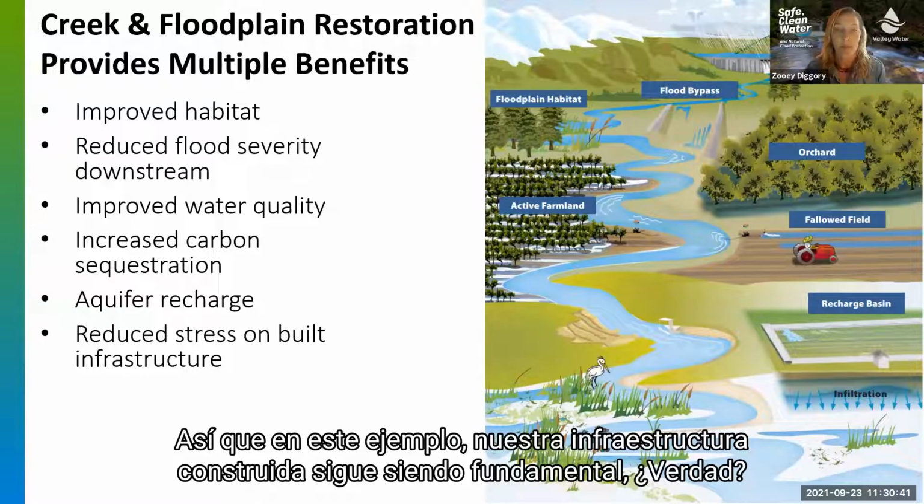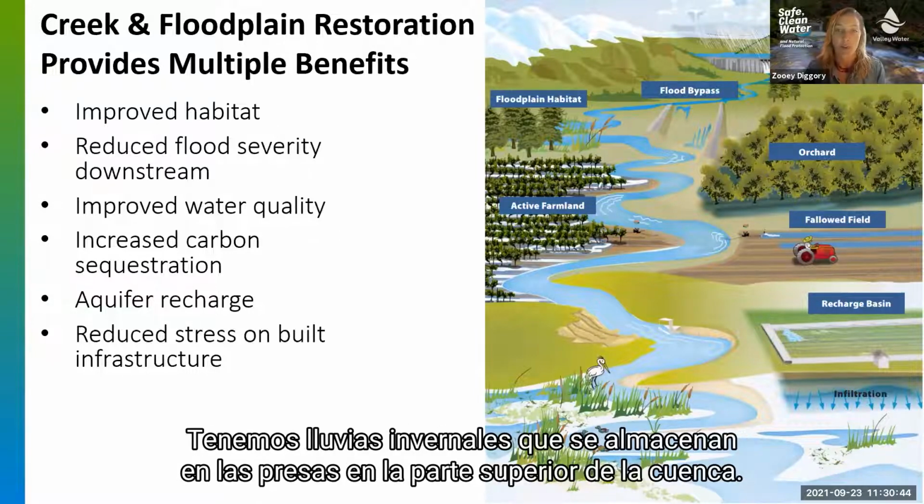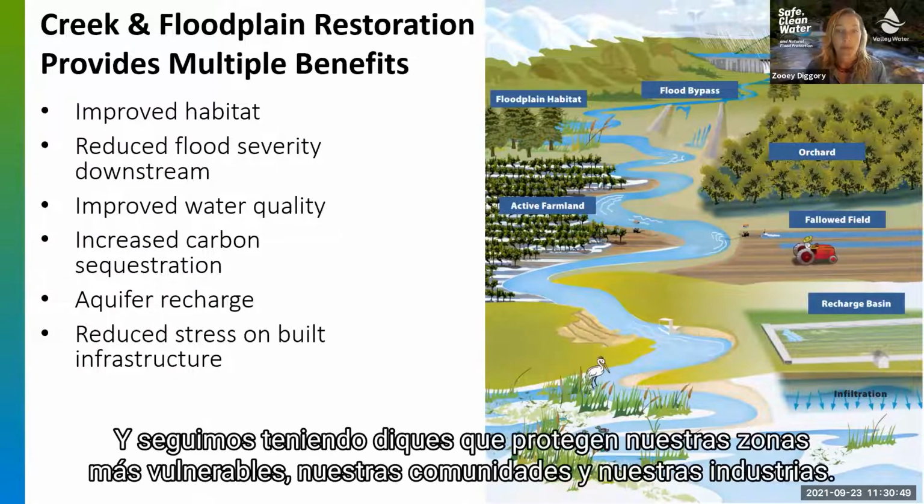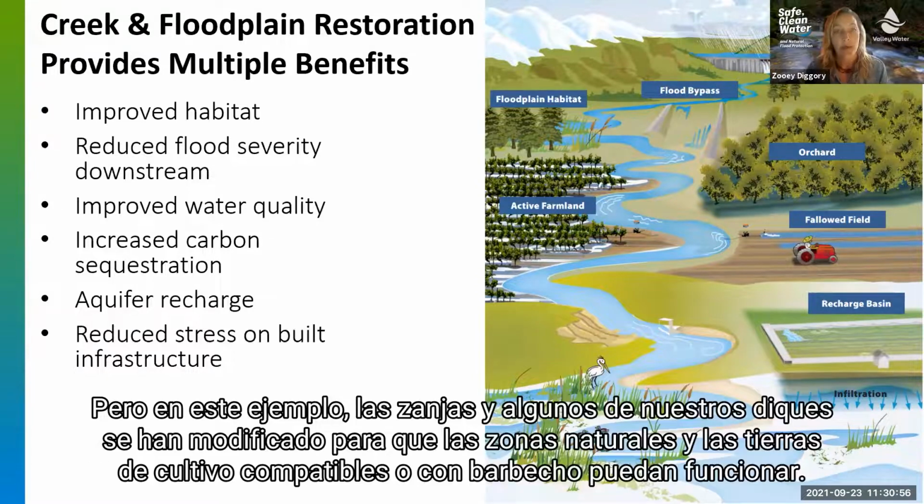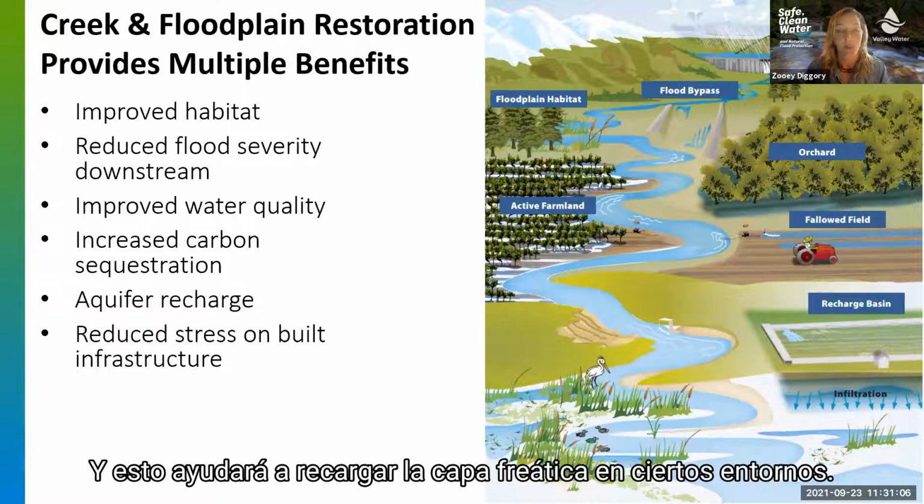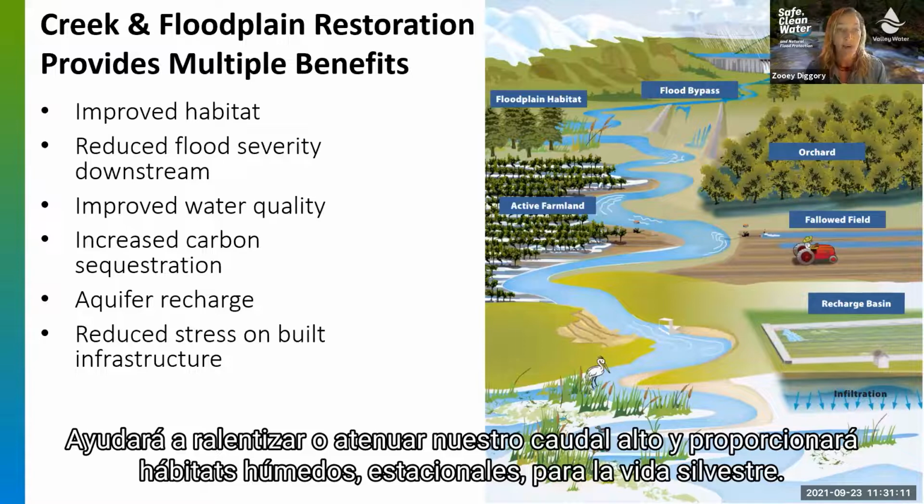So in this example, our built infrastructure is still critical, right? We've got winter rains that are stored in the reservoirs at the top of the watershed. And we continue to have levees that protect our most vulnerable areas, our communities and our industries. But in this example, ditches and some of our levees have been modified so that natural areas and compatible or fallowed farmland are allowed to flood. And this will help recharge the groundwater table in certain settings. It's going to help slow down or attenuate our high flows. And it provides seasonally wet habitats for our wildlife.